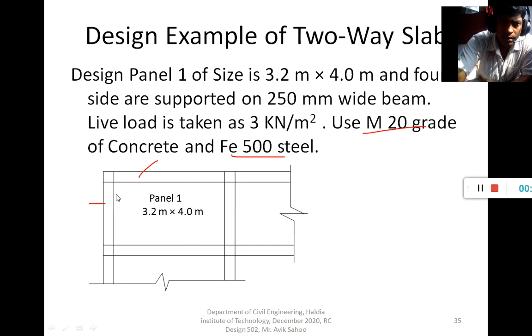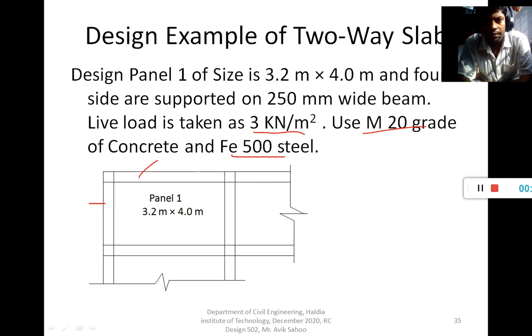Design panel 1 of size 3.2 meter into 4 meter, with 4 sides supported on 250 mm wide beam. Live load is taken as 3 kN per meter square. Use M20 grade of concrete and Fe 500 steel.